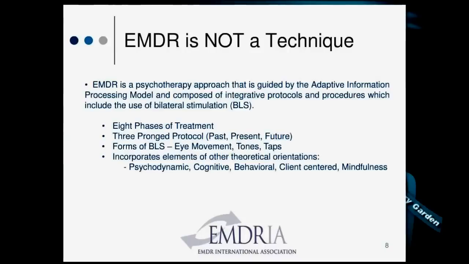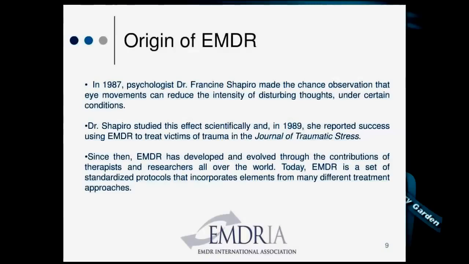This is just another slide talking about the three-pronged approach. It's an 8-phase process of treatment. We address the past, the present, and the future. The bilateral stimulation, BLS, we do eye movement, tones, or taps. We might use all three together or any combination of those or just one. So we just really try to work with what each person wants. And even though you see here psychodynamic, cognitive, behavioral, client-centered, mindfulness, it can be integrated into most theories or philosophies of psychotherapy. Not all, but most of them.